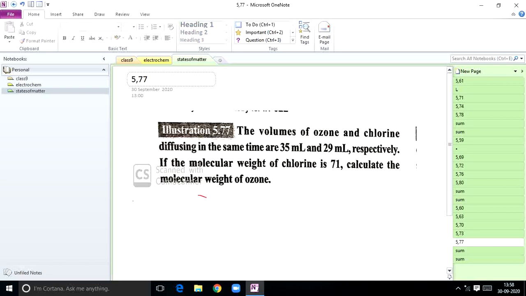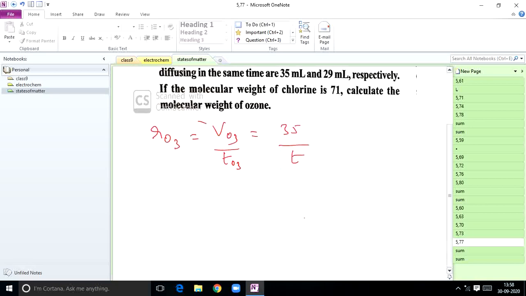So here, very easy. Rate of diffusion of ozone gas is equal to volume of ozone gas divided by time taken for diffusion of ozone gas. So volume of ozone gas, how much is given? 35. Same time is given, so I am taking that as T. Okay, next, rate of diffusion of the other gas, chlorine, is equal to volume of chlorine gas diffused divided by time taken for the diffusion of chlorine gas. So 29 by, here also the same time, both gases diffuse in the same time, it is given. So keep it like this.